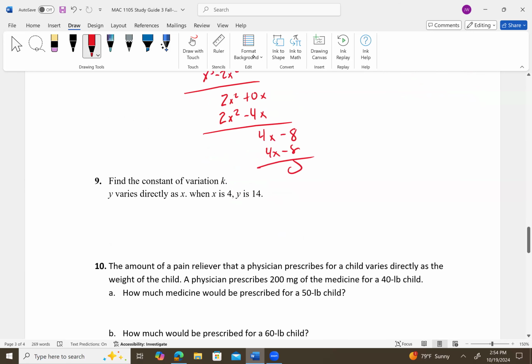Okay, next we have find a constant of variation k. Y varies directly as x. So y equals k times x. When x is 4, y is 14. So y is 14 when x is 4. Dividing, so we have 14 equals 4k. Dividing by 4, we have k equals 7 halves or 3.5.